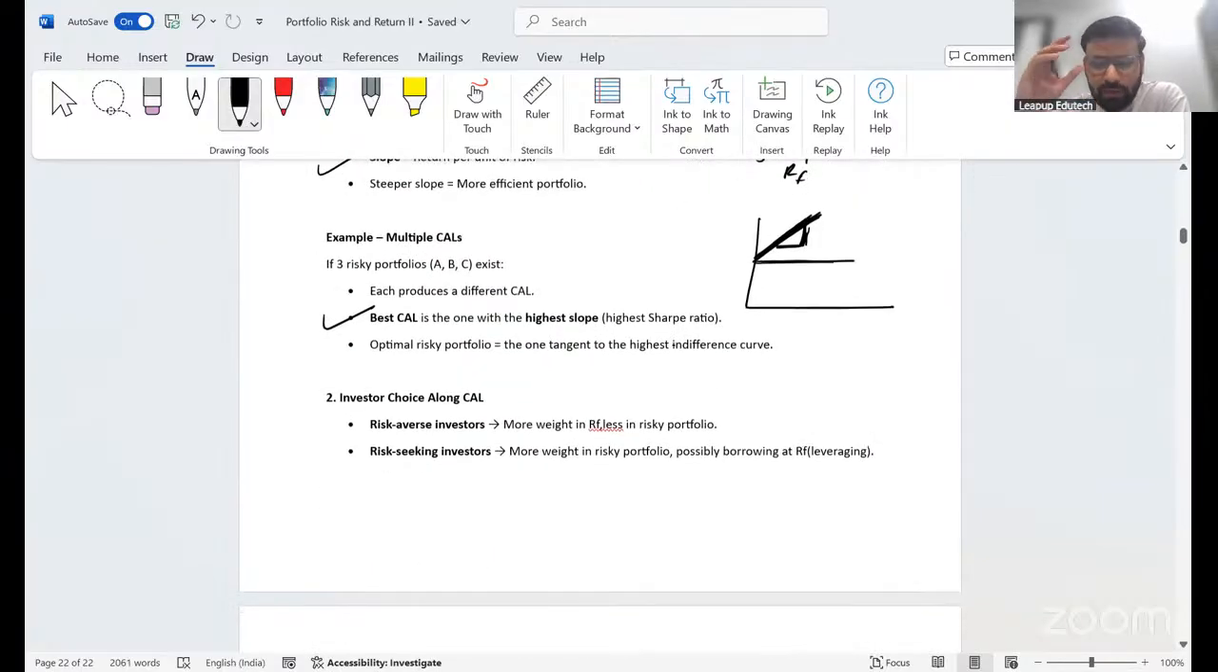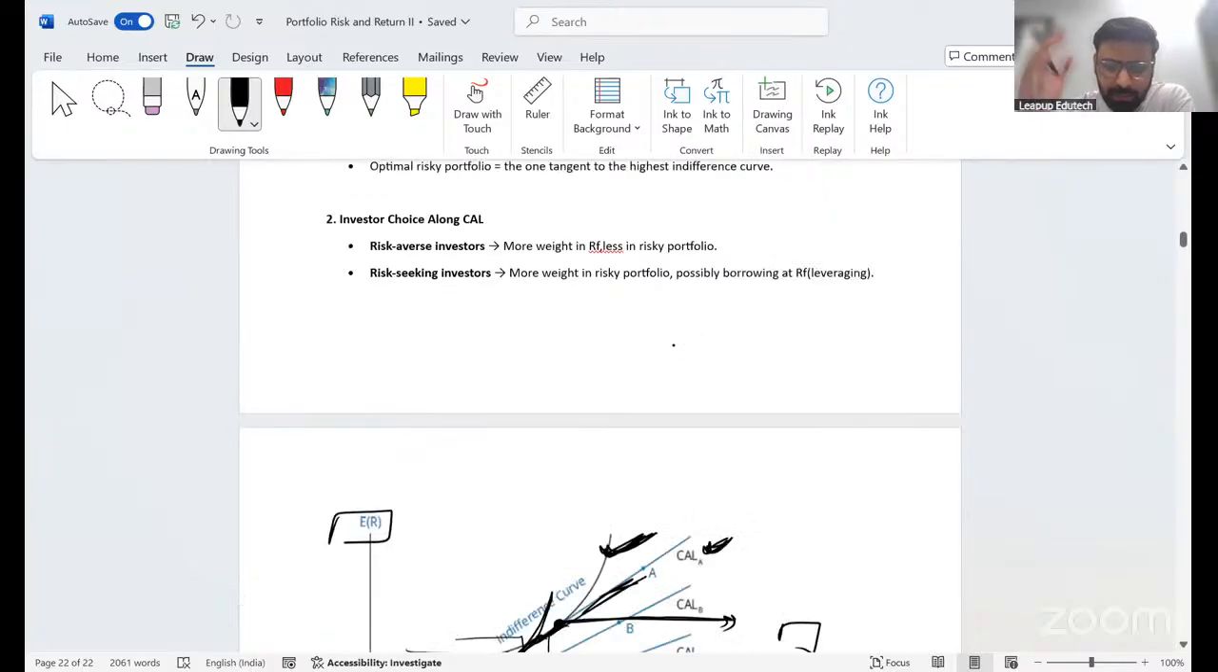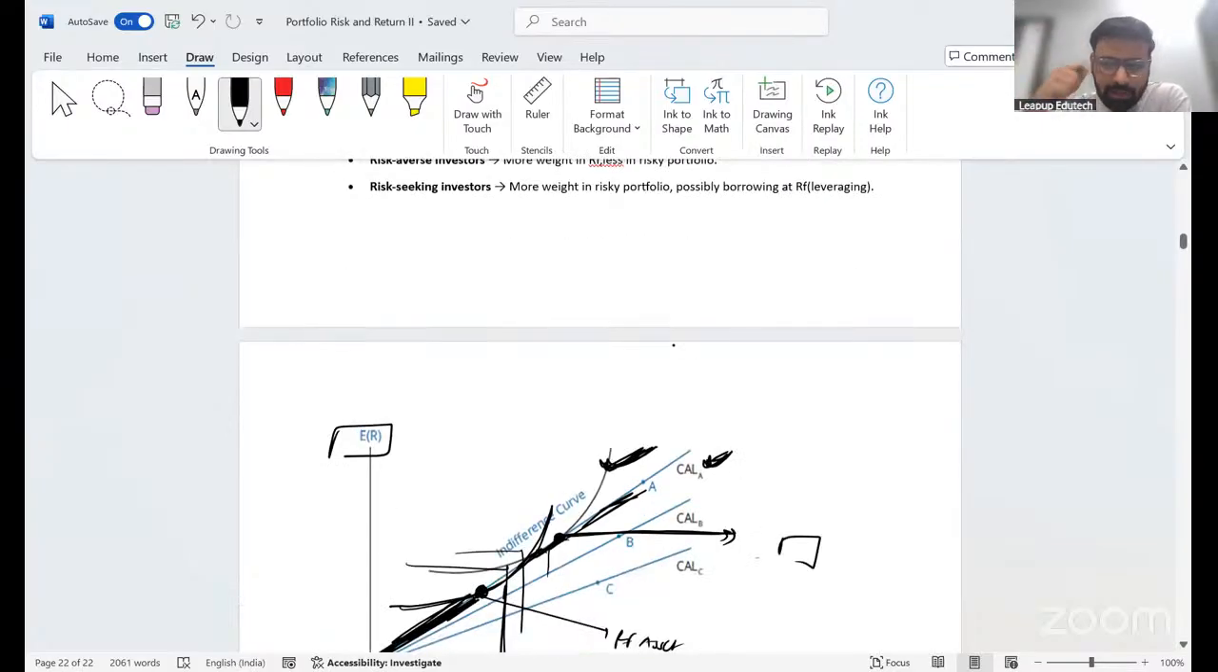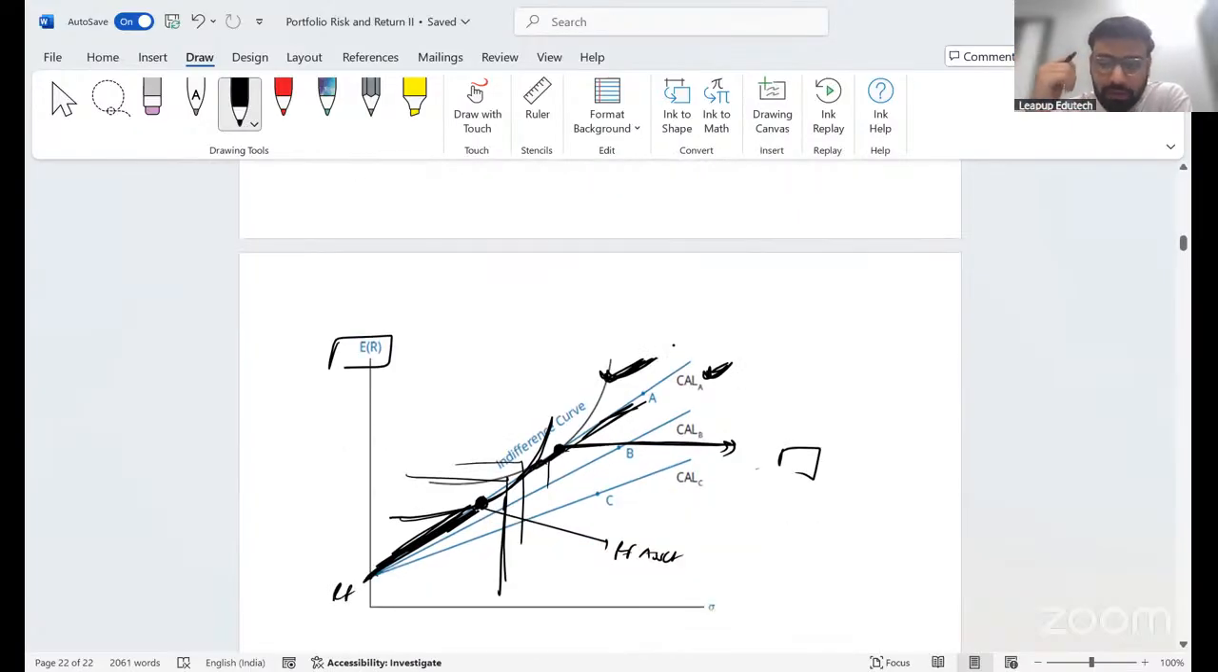If we move forward, there's a part in the curriculum where they have multiple CALs for an investor. So if I talk about myself, there are multiple CALs that I have: CAL A, CAL B, CAL C. Why is that so? Because there are multiple risky asset portfolios that are possible, right? There's portfolio A, B, C. CAL A plots the different combinations of weights of portfolio A and the risk-free asset. CAL B plots different combinations of weights of the risk-free asset and portfolio B. And the same goes for CAL C. Now, for an individual investor, which is the best CAL for me? The one that is tangent to my indifference curve.